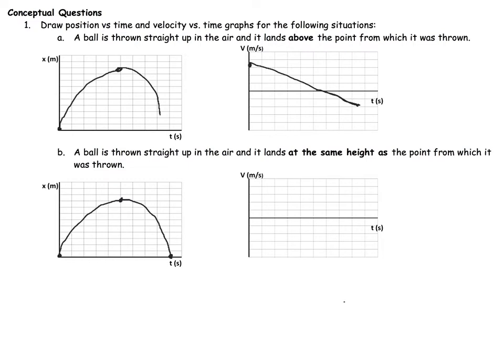For the velocity graph, same basic idea. We're going to start with some positive velocity. We are slowing down because we have that negative acceleration. In this case, though, we are going to continue back to the same magnitude of the velocity we had initially, right? So we started with 1, 2, 3 units in the positive direction, and we end with 1, 2, 3 units in the negative direction. So we do have that symmetry here because we're landing at the same height. Our final is the negative of our initial. So those are what those graphs should look like.